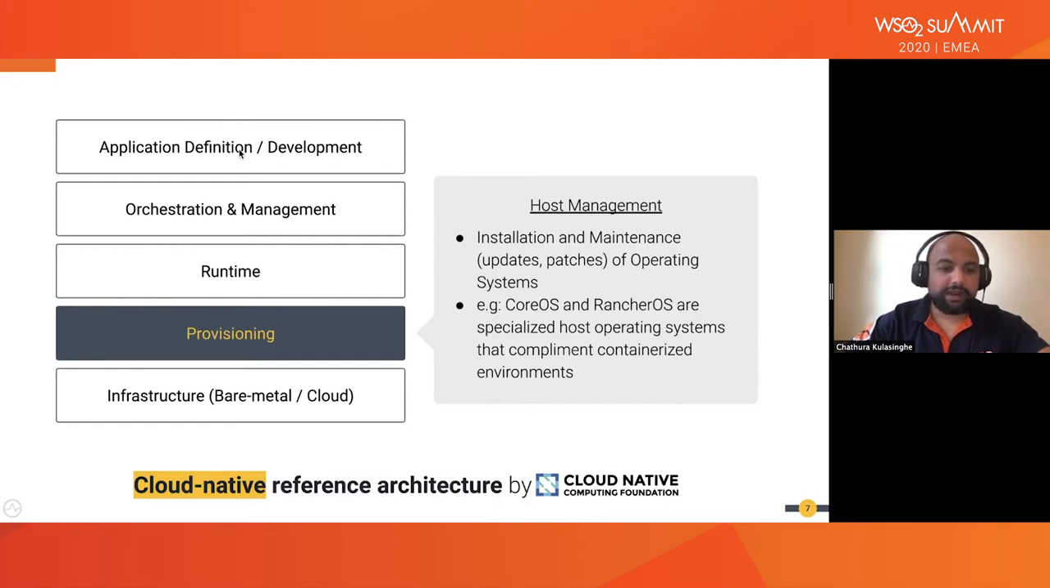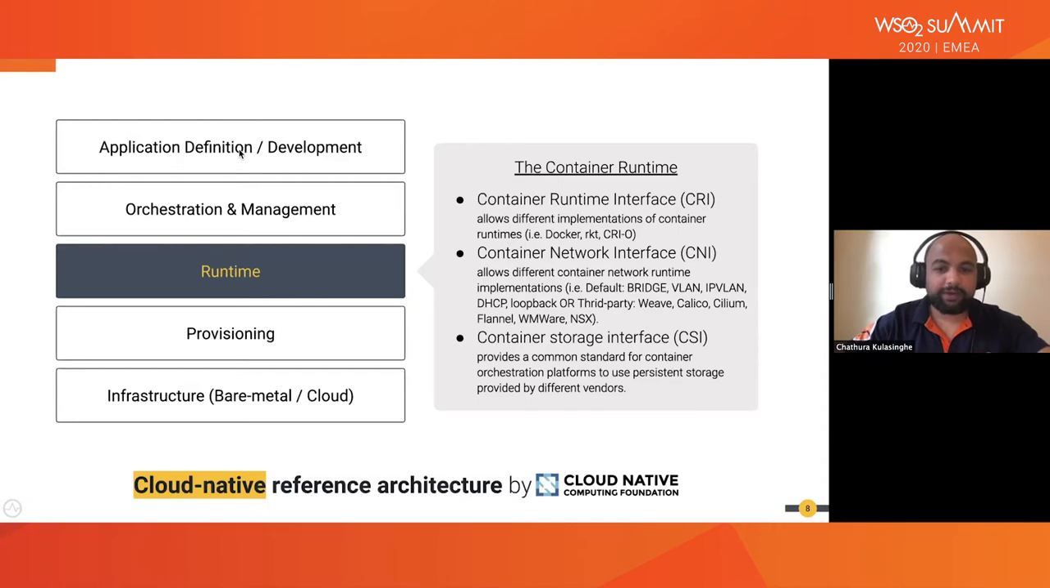And when talking about the runtime, you can find three basic elements called the container runtime interface, container network interface, and container storage interface. In the container runtime interface, you find different implementations of this interface, such as Docker and Rocket kind of container implementations, which are very popular these days. And at the network interface layer also, there are some default or basic implementations of this interface, such as bridge, VLAN, and IPVLAN, or there can be other third-party implementations of this container network interface.